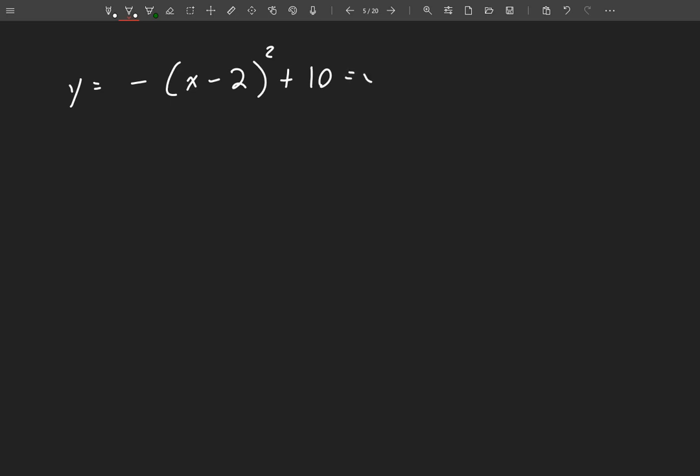All right, so as always, we're going to set it equal to 0. Move the 10 over there. Oh, that's not right. So it's (x - 2)² = negative 10. So I've just moved the 10 to the right side.